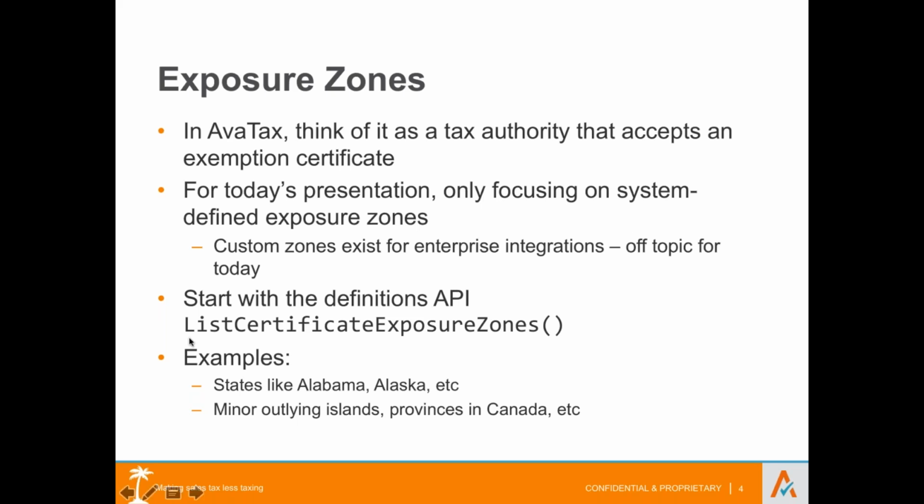But the first thing to do, if you're curious what exposure zones exist, is to call an API we have called List Certificate Exposure Zones. This API is defined on the developer site, and you can call it to get a list of all the jurisdictions that we recognize that issue resale certificates. So if you're building a program and you want to start gathering exemption certificates, that's a good place to start. You'll get a list of states, including things like Alabama, Alaska, outlying islands, Canadian provinces, stuff like that.